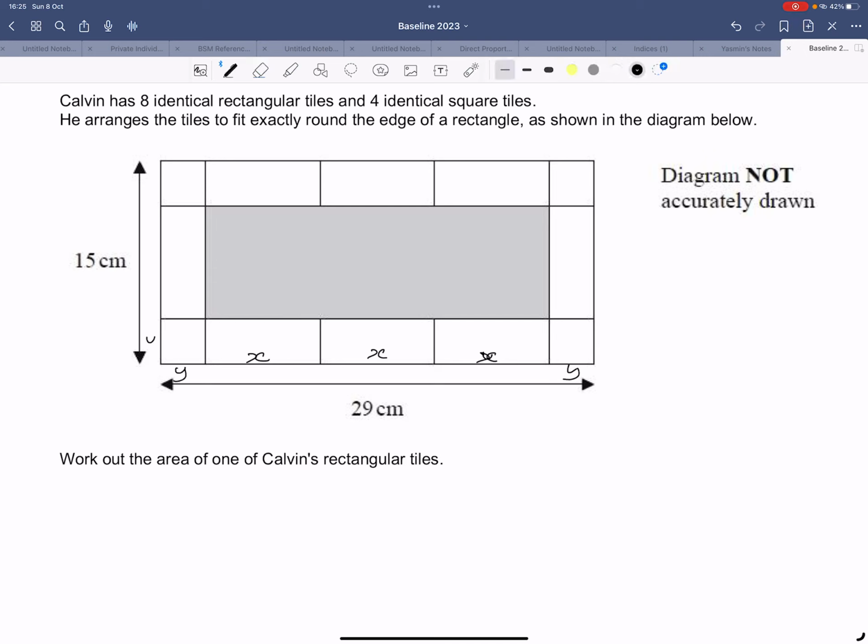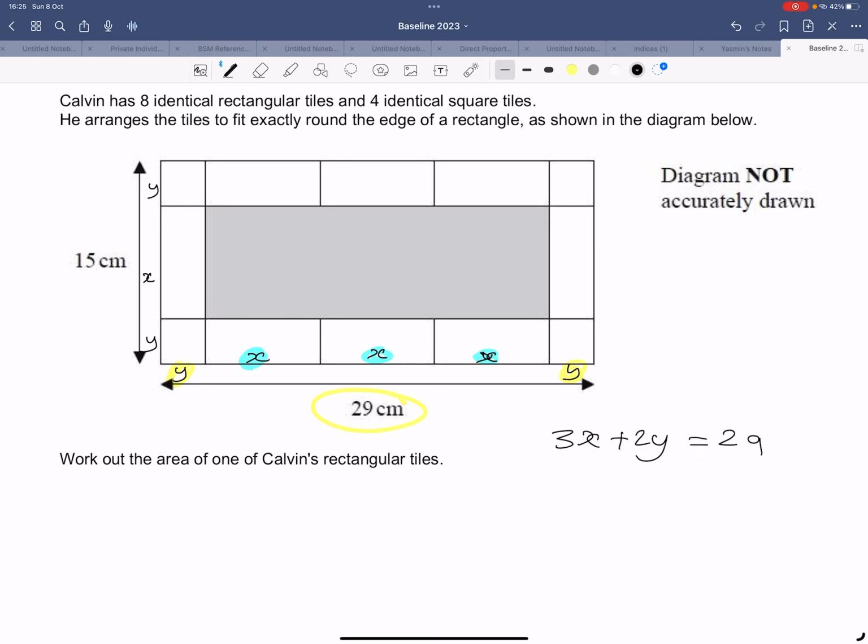So again, y here, and x is the big ones, and this is y. So we can say if I add x plus x plus x plus 2y, so 3x plus 2y must equal 29. So 3x plus 2y equals 29.